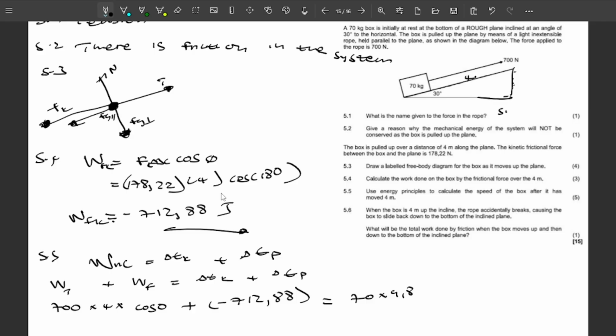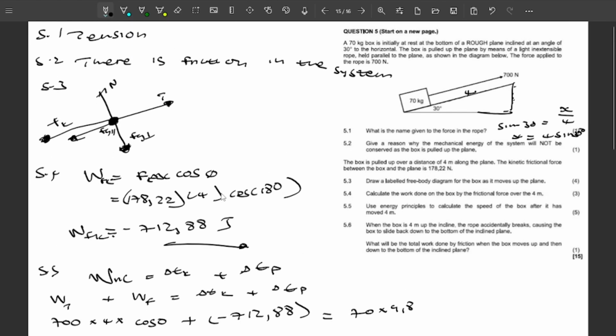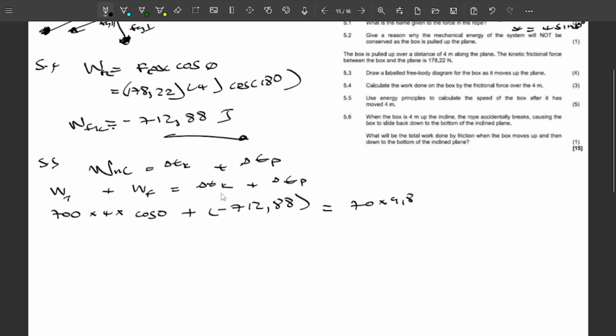Alright, so we're going to say sine 30 is equal to, let's just say, x over 4. So x is basically 4 times sine 30 degrees, right? So that's the height from that point. Since we're starting from here and we go here, our height is going to be multiplied by 4 sine 30 degrees minus 0. This is the final one and this is the initial one, and we're going to say plus 1 over 2 times 70 since it's m, right?